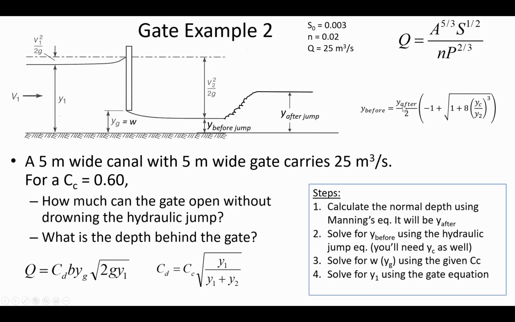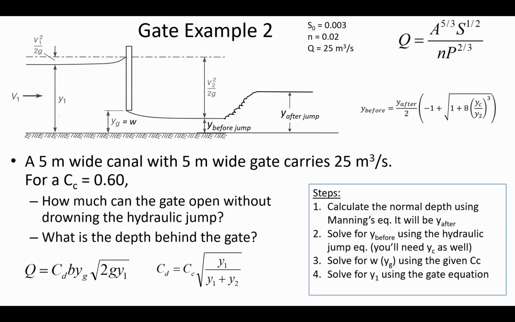So now that you know the normal depth is 1.78, calculate the critical depth, and then you'll be able to use the Bellinger momentum equation to find out y before the jump. Once you know y before the jump, you'll use the coefficient of contraction to calculate w, and then once you know w, then you can use the gate equation to find out what's the depth behind the gate. All right, so I'm going to stop talking and let you start calculating.